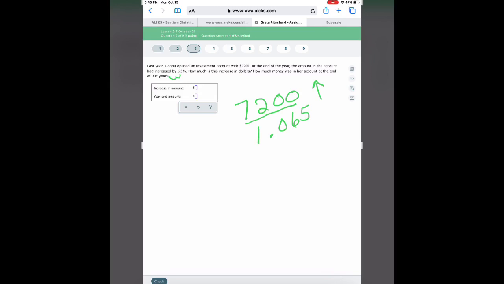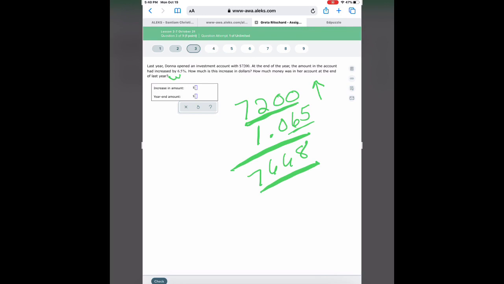So this is sort of like 106.5, right? Percent. So she still has her $7,200, and I'm not sure it makes sense to explain it like that, but the 1 accounts for the $7,200, and then here is your interest. So let's multiply that. 7,200 times 1.065, $7,668 in her account at the end of the year.